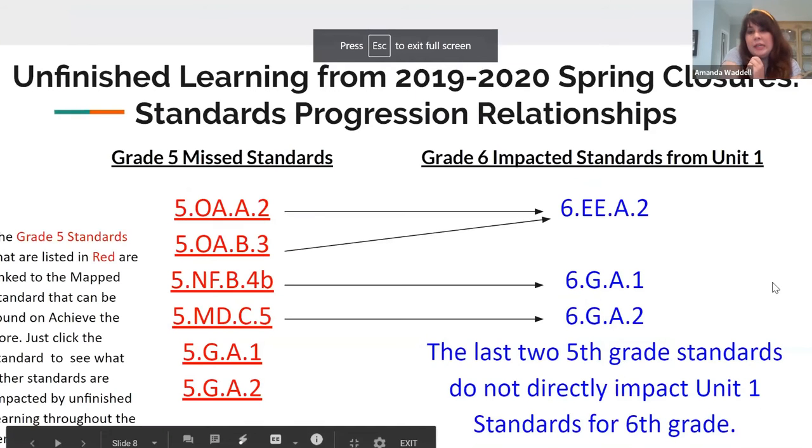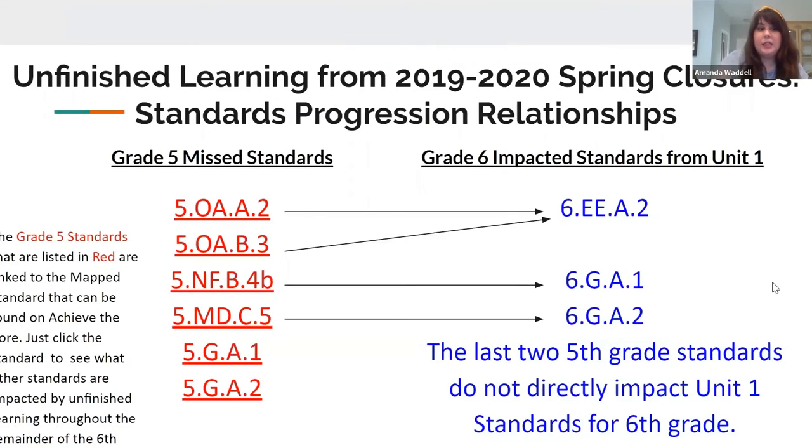So this is what it essentially looks like. These are the 6 standards that we missed, and the arrows point to the impacted standards that you'll run into in 6th grade. So there's truly only 3 standards that we're going to encounter in the first unit that are impacted by those missed standards from 5th grade.